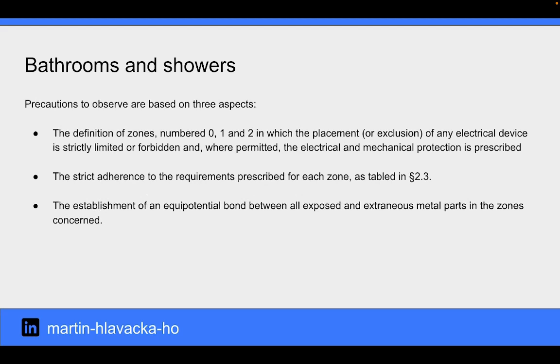Precautions to observe are based on three aspects. The definition of zones numbered 0, 1, and 2, in which the placement of any electrical device is strictly limited or forbidden, and where permitted, the electrical and mechanical protection is prescribed. The strict adherence to the requirements prescribed for each zone, and the establishment of an equipotential bond between all exposed and extraneous metal parts in the zones concerned.